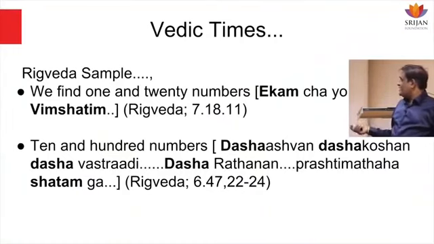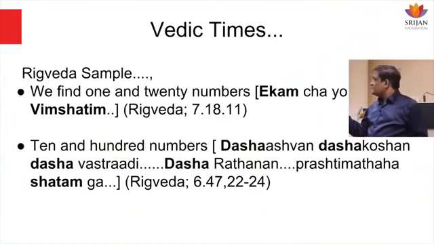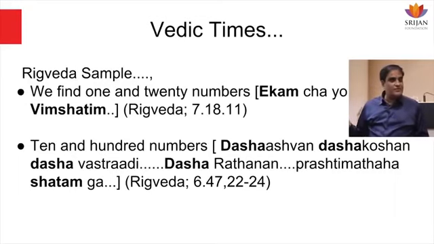So let us start looking in the Vedas. Do the Vedas have numbers? What numbers do they have? If I look at Rig Veda 7, they clearly say Ekam and Vimshatim. Vimshati means 20, and 1 and 20. So 20 was already a different number, and 1 is different.